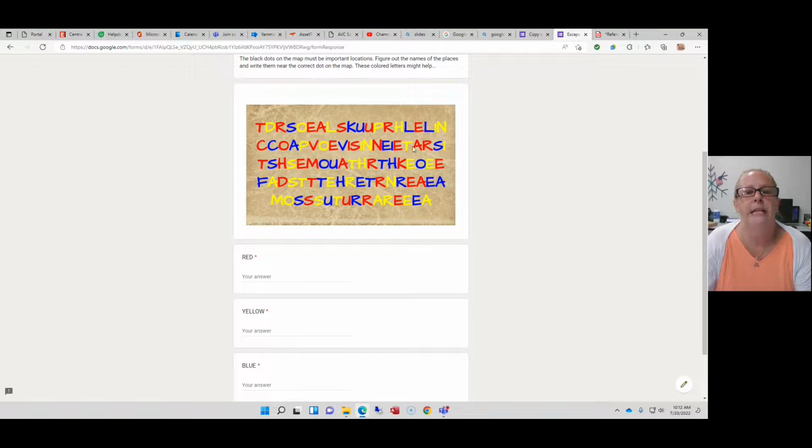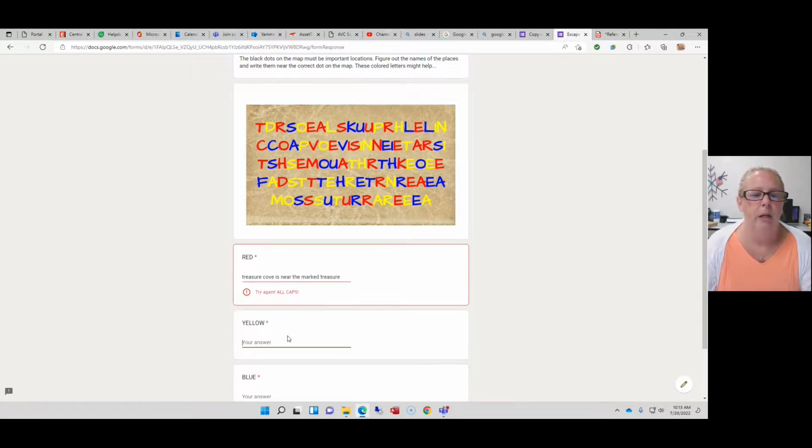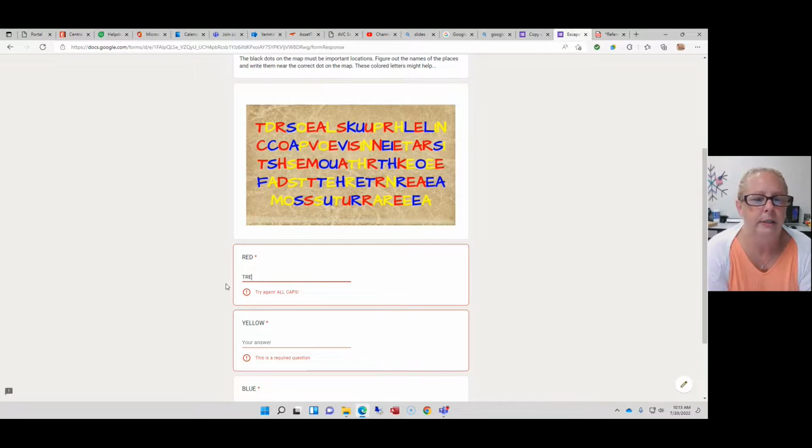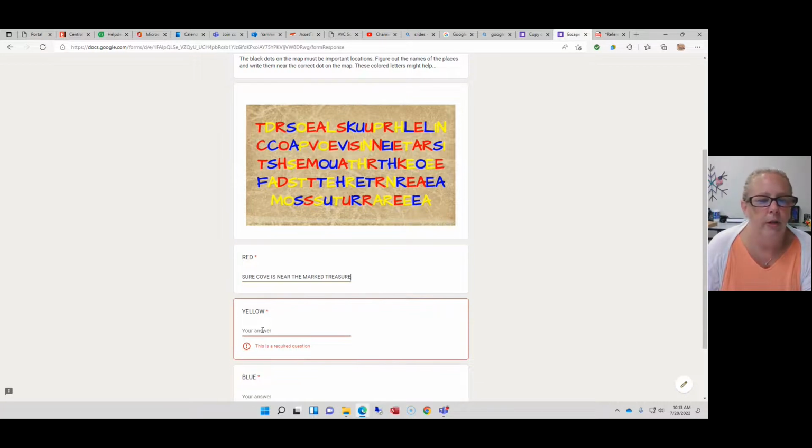Cove is near the marked treasure. Okay, so Treasure Cove is near the marked pleasure. Oh, I have to do it in all caps. Okay, good to know. Treasure Cove is near the marked treasure.